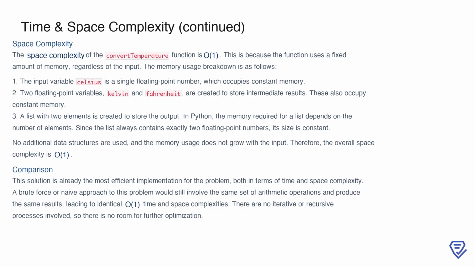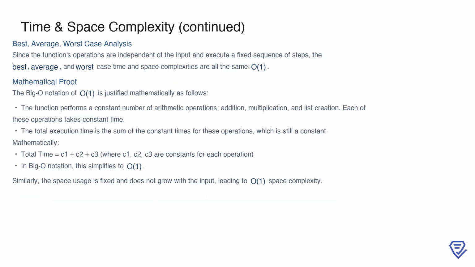Additionally, since there are no iterative or recursive processes and no room for further optimization, this implementation is already the most efficient in terms of both time and space complexity. In terms of best, average, and worst-case scenarios, the function's time and space complexities remain consistent at O(1). This is because the function executes the same fixed sequence of operations regardless of the input. Whether the input is a small value, a large value, or any special case, the computations involve the same arithmetic operations and the creation of a two-element list.